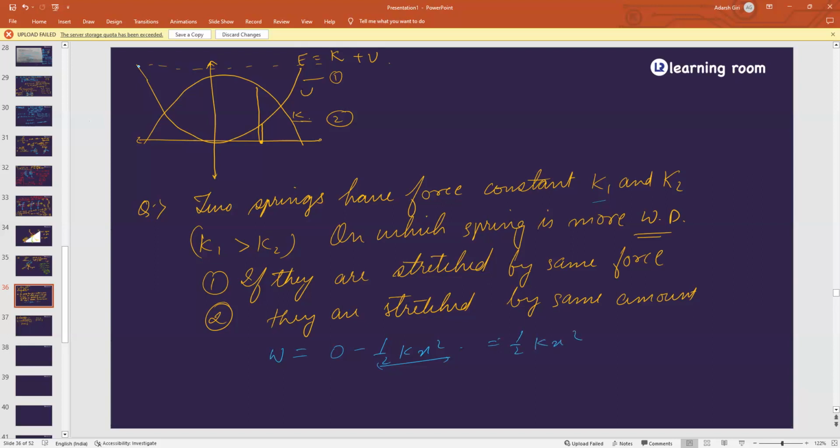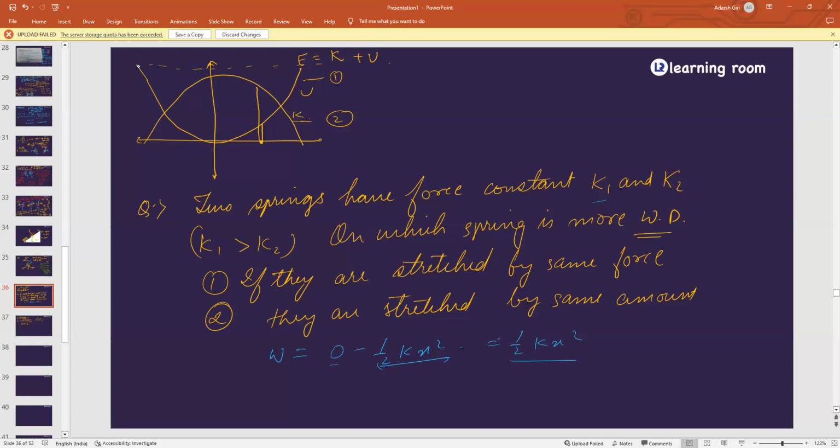Do you agree or not with this? Yes, sir. No displacement, no energy. Finally, we displace some amount x1, let us say half k1 x1 square. I'm just generalizing it, kx square. So finally the energy was half kx square, and change in energy is work done. So I just wrote that work done as half kx square, neglecting the negative sign.